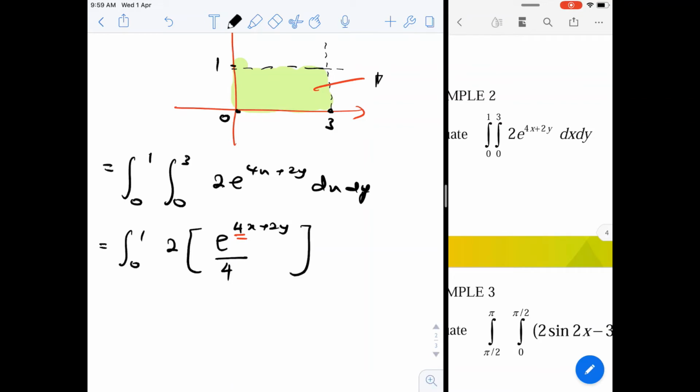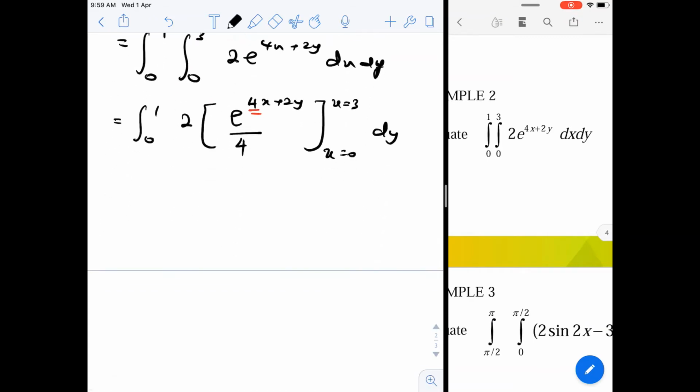Now you can substitute the limits since we integrate with respect to x. So the limit of x from 0 to 3: substitute x equals 3 minus substitute x equals 0. Now we have 0 until 1. We can cancel: this is 1, here is 2. So we have 1 over 2, take out 1 over 2. Substitute x equals 3, so e to the 4 times 3 is 12, plus 2y, minus, substitute x equals 0, we have e to the 0 plus 2y, so e to the 2y, dy.